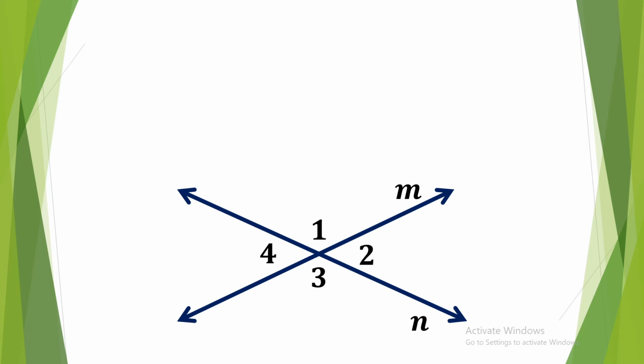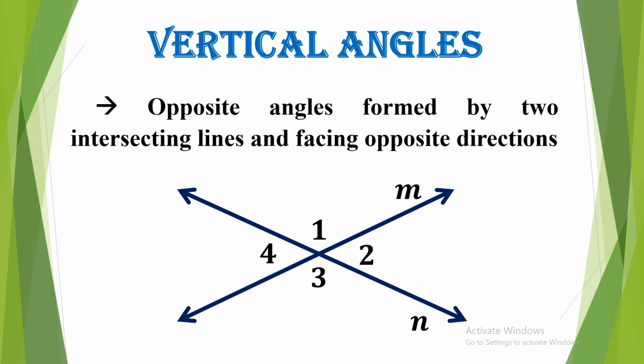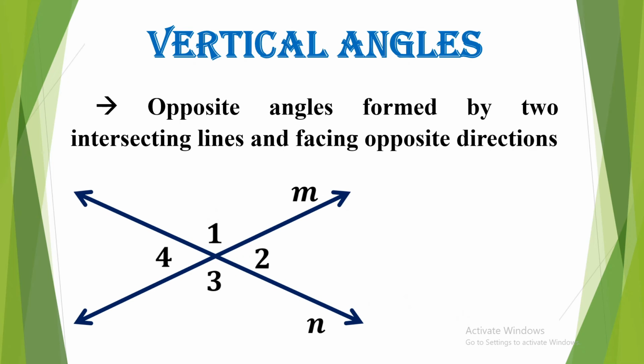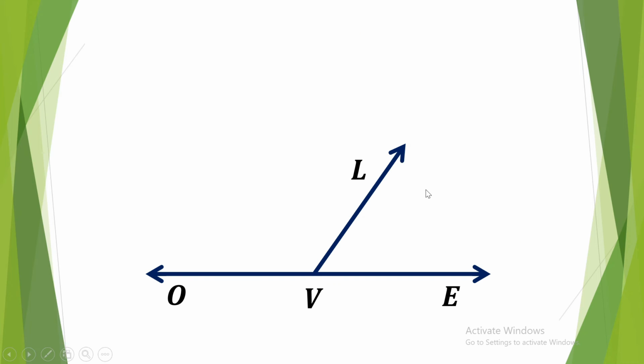Very good. They are opposite angles. And those opposite angles, when two lines intersect, are called vertical angles. By definition, these are opposite angles formed by two intersecting lines and facing opposite directions. So again, in this figure, the pairs of vertical angles are angle 1 and angle 3, and angle 2 and angle 4.